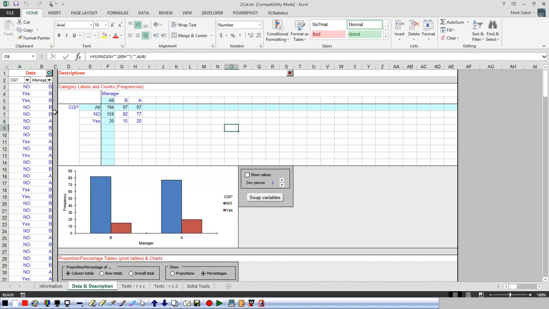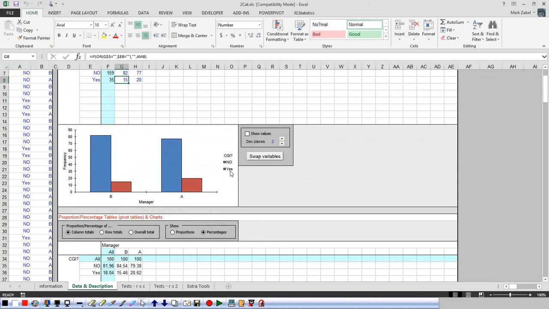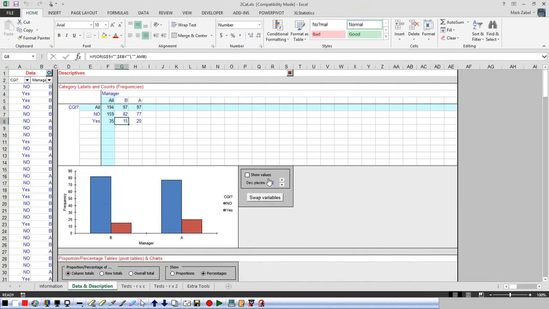So this one's, again, pretty straightforward. If we look at the numbers right there, they tell me overall, and then how many A's and how many B's. In this case, a CGI of yes would be bad. CGI is yes, it was a CGI. That means I can't get in. One thing that's really nice about Excel statistics is you can swap these things, because sometimes one is easier to read than the other.